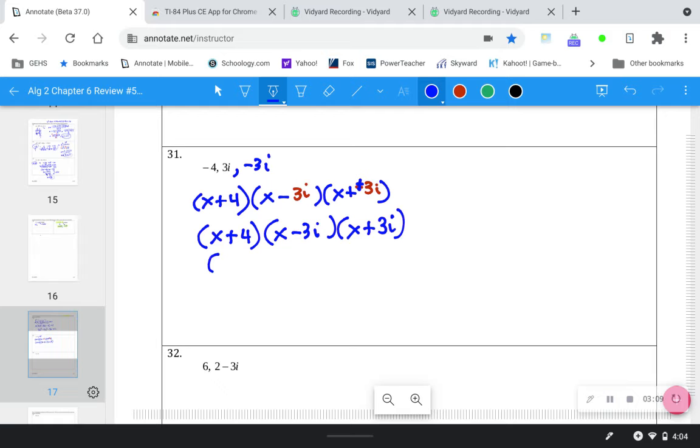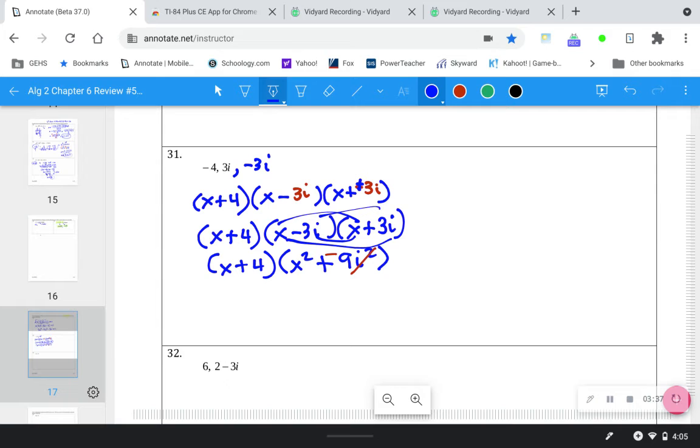Okay, foiling the back, you get x squared, and then we get plus 3ix and minus 3ix. Those will cancel, so just don't even bother to write it down. And here you get plus 9i squared. And that i squared will cancel when you change the sign of the number in front.